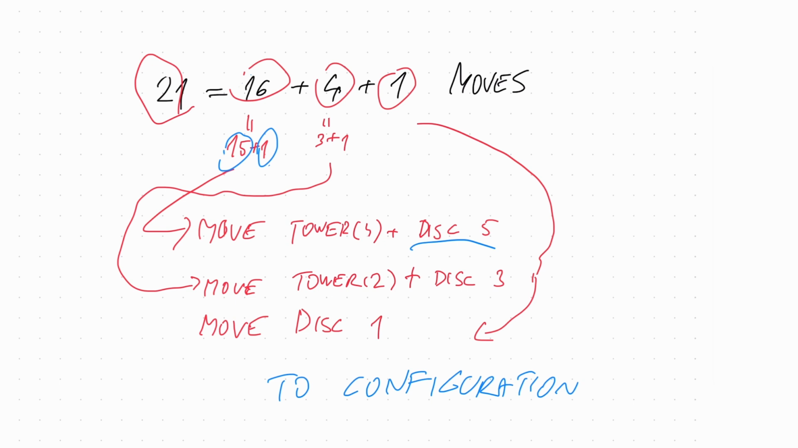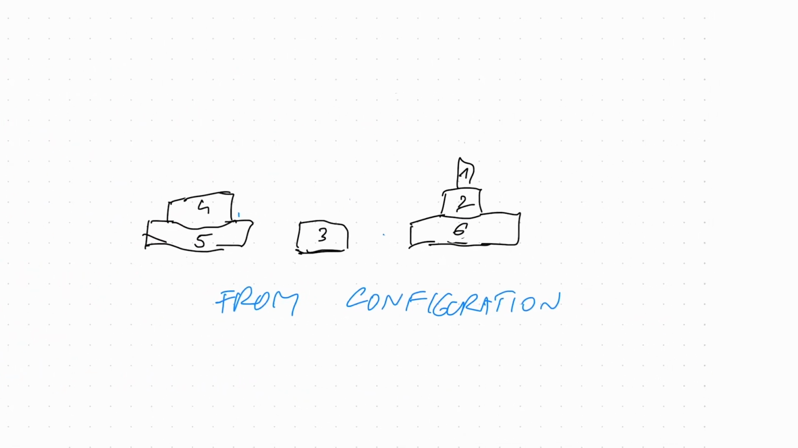We are only dealing with the smaller ones. The next 4 moves: 3 moves will move a tower of size 2, and then the next move moves a disk of size 3, and then we move a disk of size 1, and we have the configuration constructed. We can also do essentially the same thing backwards.